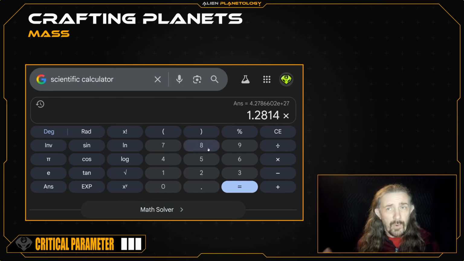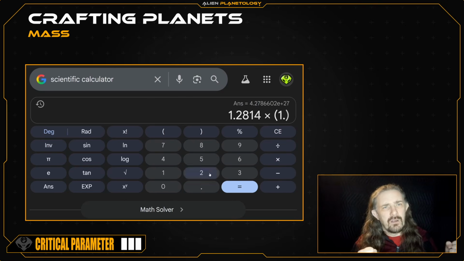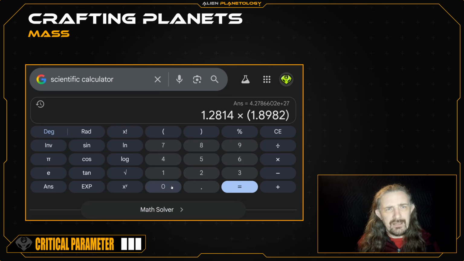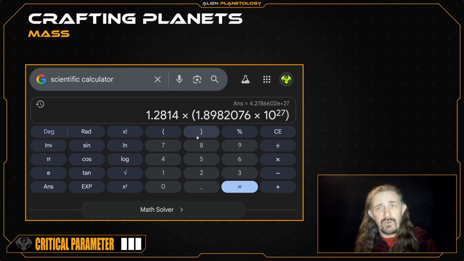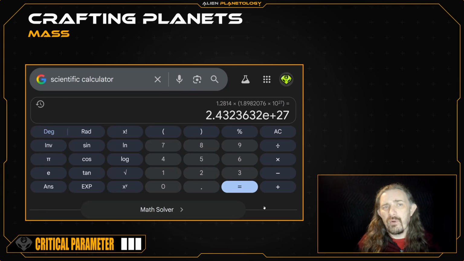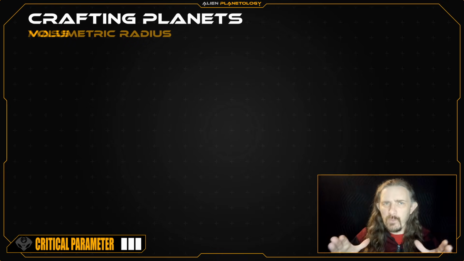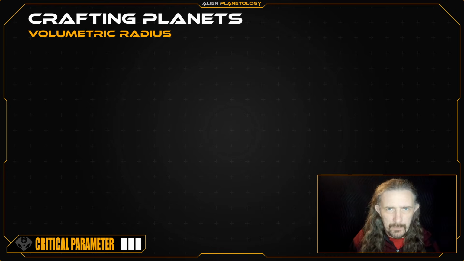So that's 1.2814 times 1.8982076 times 10 to the 27 kilograms. I will then record this to my SAP sheet as 1.4324 times 10 to the 27 kilograms. Next, we will define the radius of our Jovian planet.